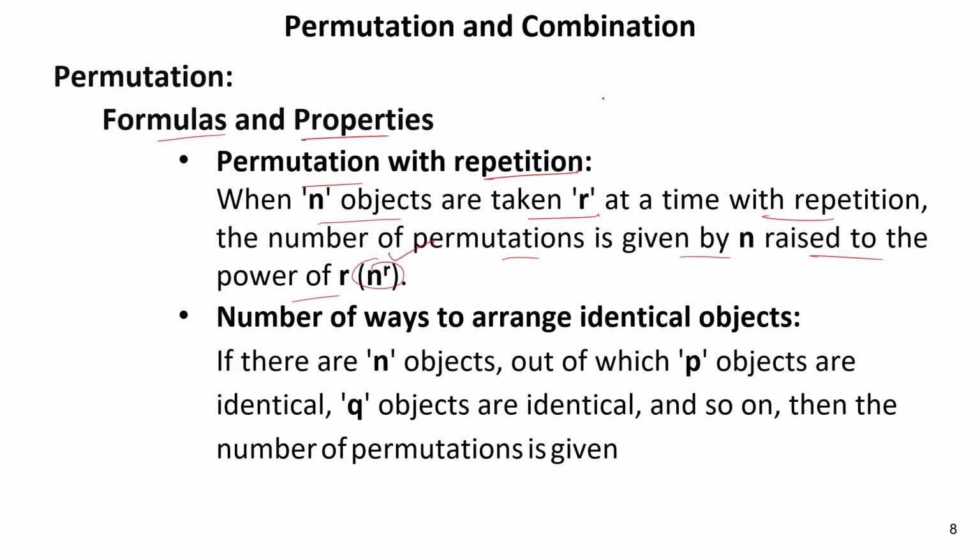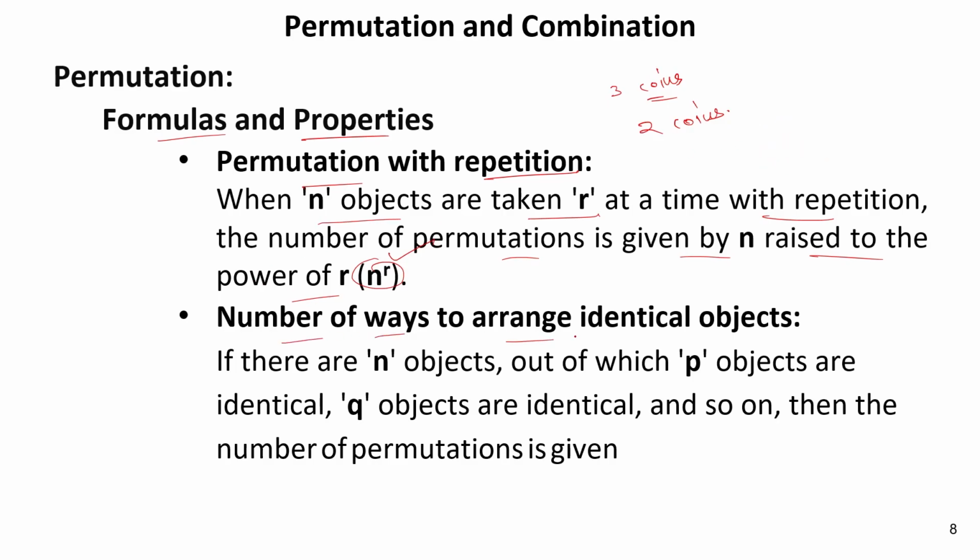If you have n objects, let's say you have 3 coins, taken r at a time. You are taking 2 coins at once, with repetition. Then the number of permutations is given by n power r, because always you have 3 options there. So n power r will be the answer.